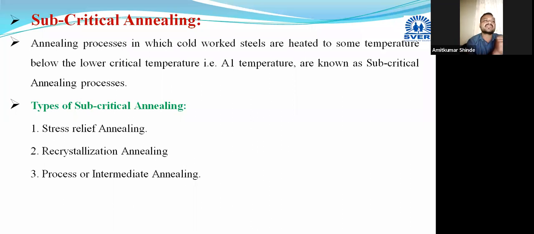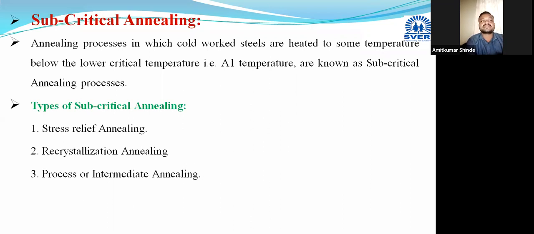Here whichever internal stresses are there will get eliminated. Internal stresses are completely eliminated without decreasing the hardness of the component. Hardness will remain as it is.